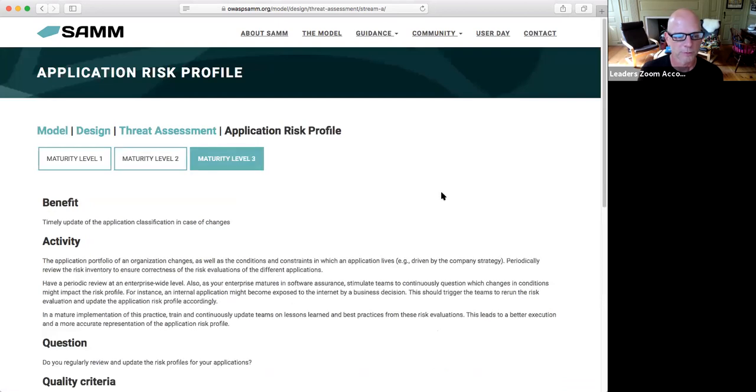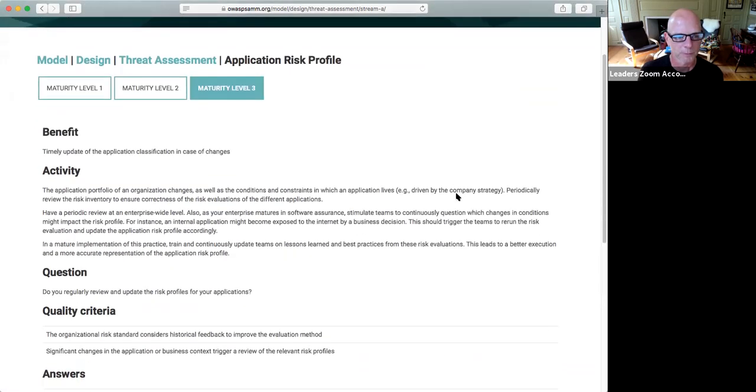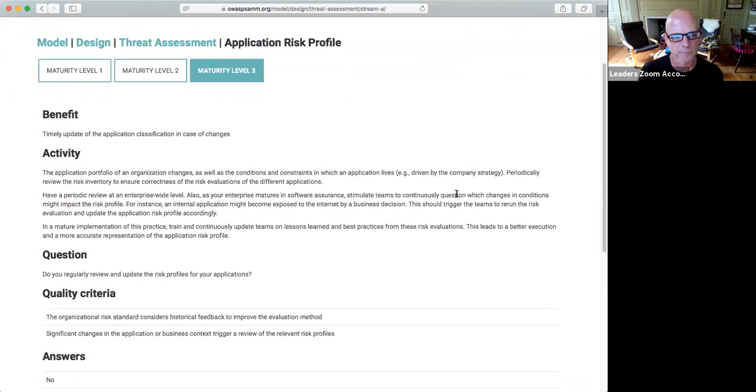So maturity level 3, this one is timely update of the application classification in case of changes. The question here is, do you regularly review and update the risk profiles for your applications? That means that your organizational risk standard considers historic feedback to improve that method, and significant changes in the application or business context trigger a review of the relevant risk profiles.